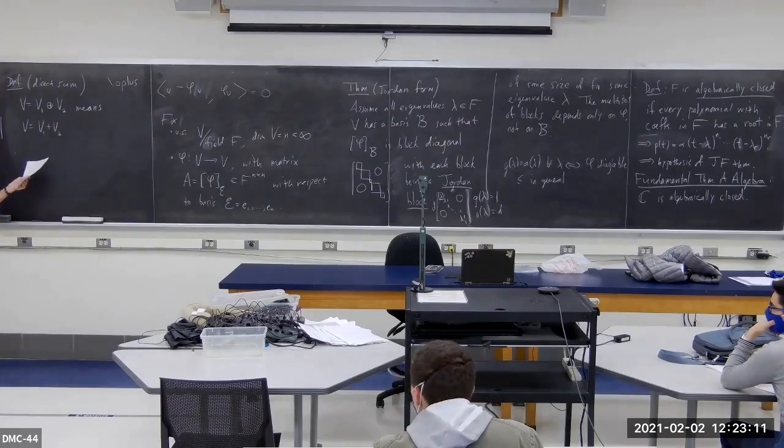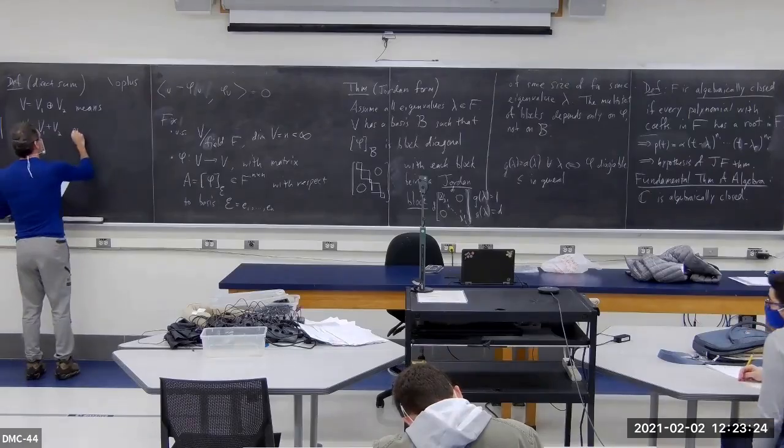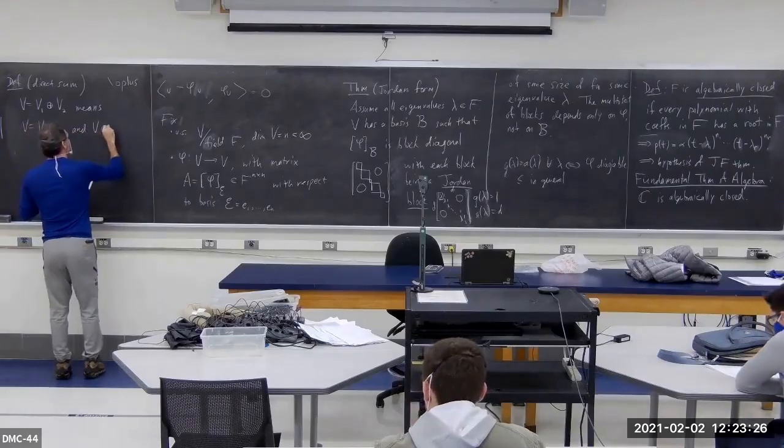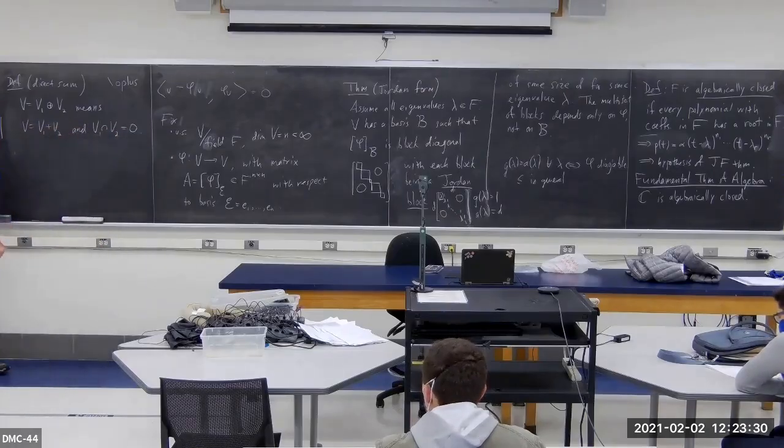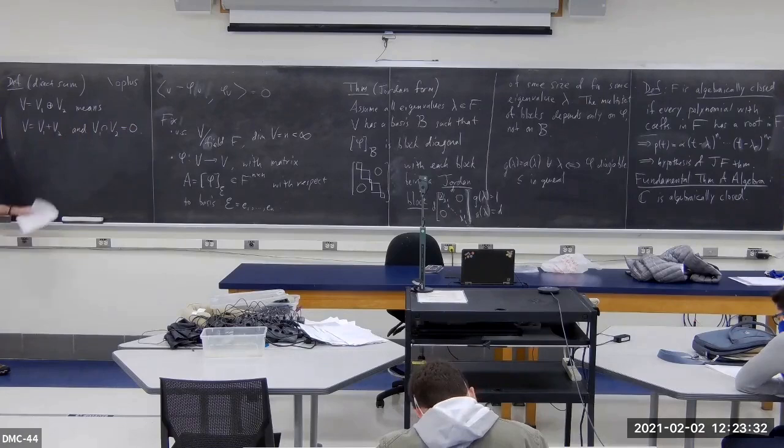It means that V is V1 plus V2, and I assume that you all know what that means. V1 is a subspace, V2 is a subspace. V1 plus V2 is everything you can get by adding something in V1 to something in V2. That's, I hope, by now standard. And V1 intersect V2 is 0. So this says you have two subspaces with trivial intersection whose sum is all of V.